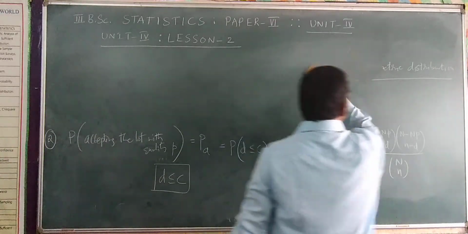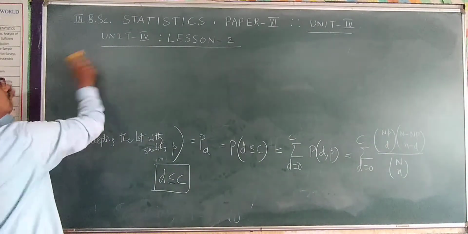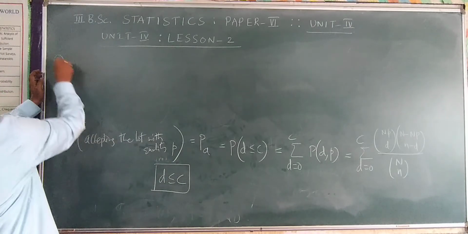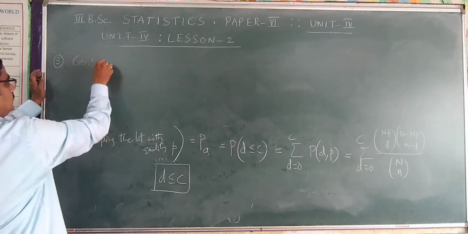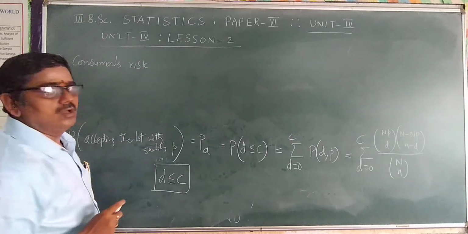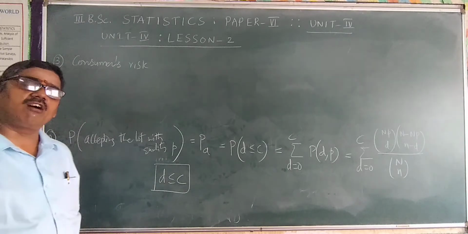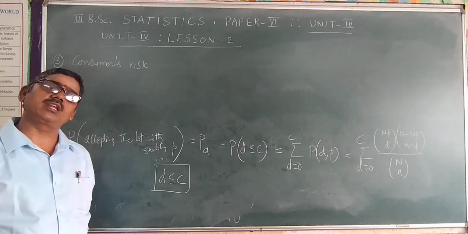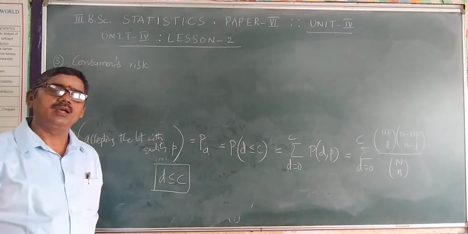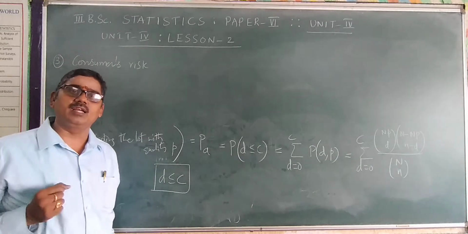These are the two basic formulas which are going to be used. Third one, consumer's risk. Consumer's risk is going to be calculated by the probability of accepting the lot with quality PT, small pt. What is small pt? Again, fraction defective, the lot quality.